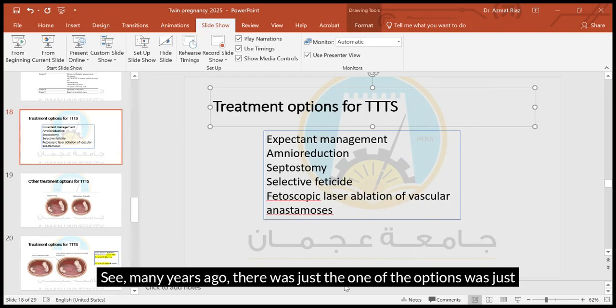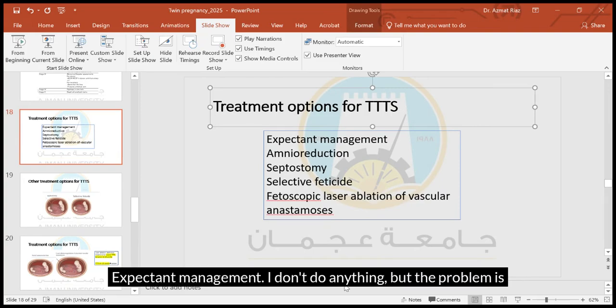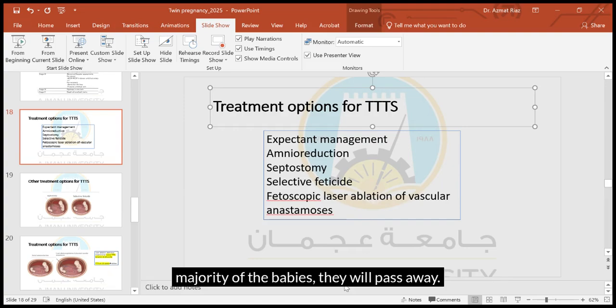Many years ago, one of the options was just don't do anything, expectant management, right? But the problem is, the majority of the babies will pass away. Later on, some techniques were developed. One of them was amnioreduction.